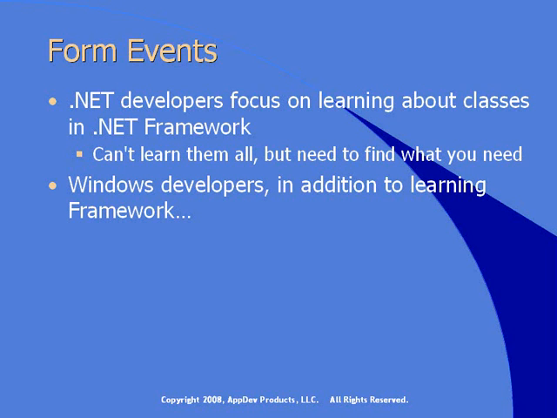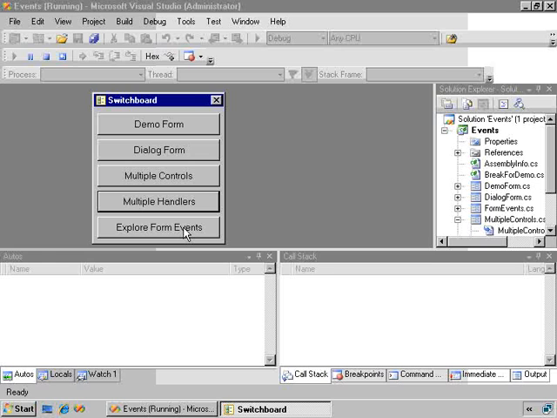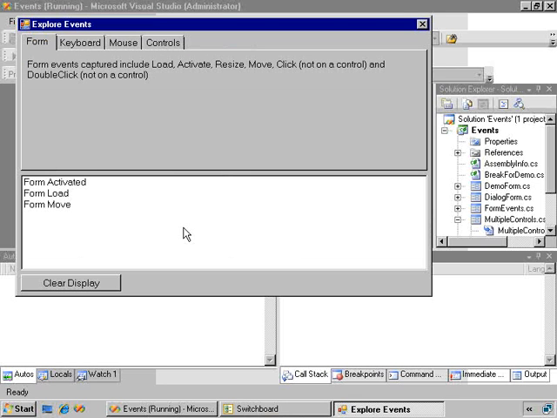Windows developers, in addition to learning the framework, have to also learn about form and control event models. We'll start by looking at events of forms. I'll click Explore Form Events, and this form has been hooked up already with event handlers to tell information about the form. So for example, here, before I've done anything with the form, its move, load, and activated events occurred.